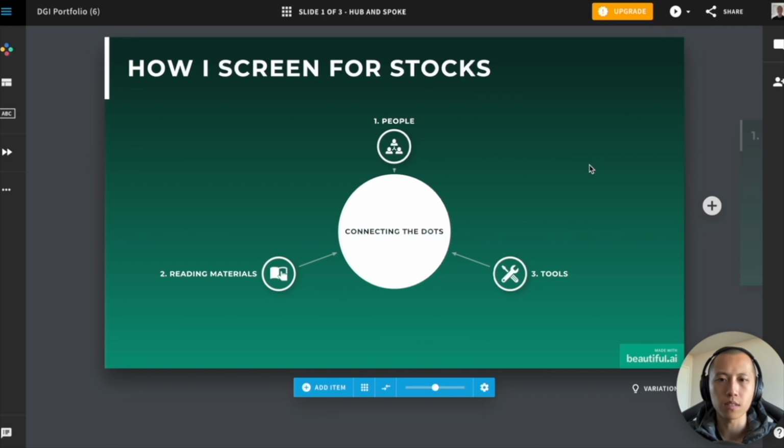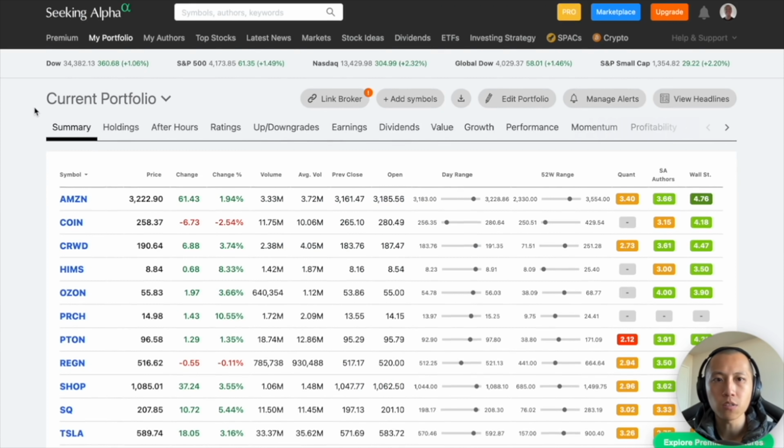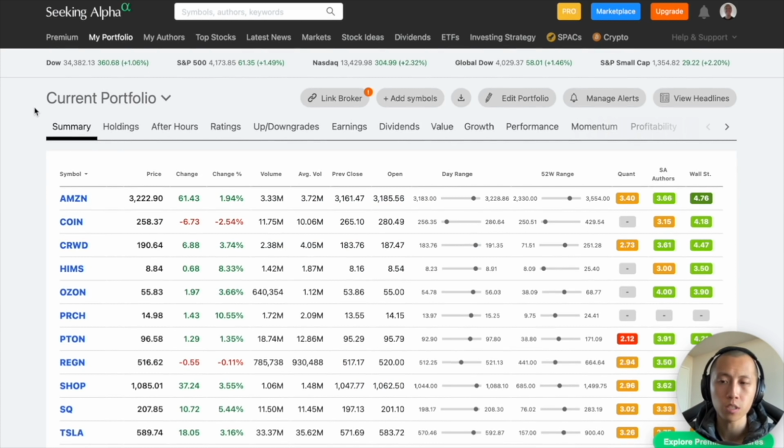So I want to come back to this slide for just a second. We just talked about the people component. I want to talk about the reading materials component next. One of my first sources of information is actually Seeking Alpha. I use this mostly for my US watch list.